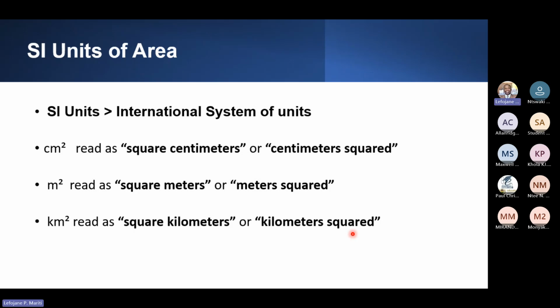By so doing, we are in keeping with the SI units, which is just the acronym for the International System of Units. So that internationally or globally, we all understand when you write cm what it means, when you write m what it means, when you write km, we know it means a kilometer. But for these purposes, this is how we read them. Cm squared is square centimeters or centimeters squared. M squared is read as square meters or meters squared. And then km squared read as square kilometers or kilometers squared.